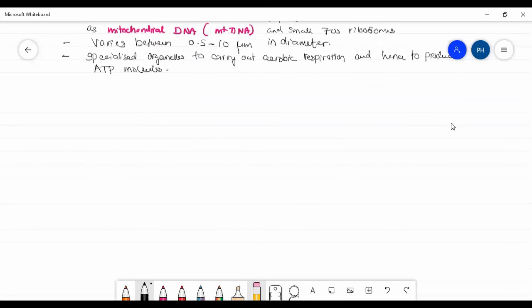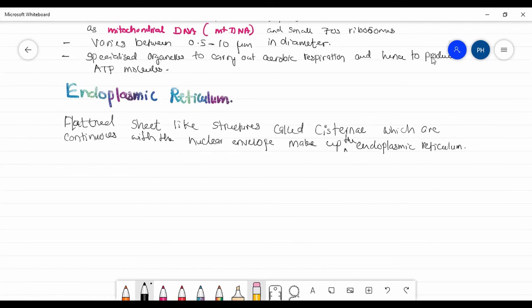Right. Let's write about the rough endoplasmic reticulum. Simply, we'll first discuss the endoplasmic reticulum and then the rough endoplasmic reticulum. Flattened sheet-like structures called cisternae, continuous with the nuclear envelope, make up the endoplasmic reticulum. Right, now that's the rough endoplasmic reticulum. Let's say RER.